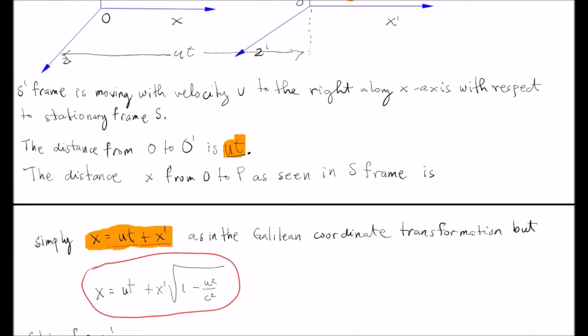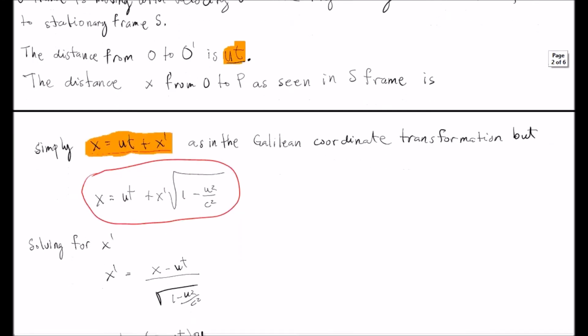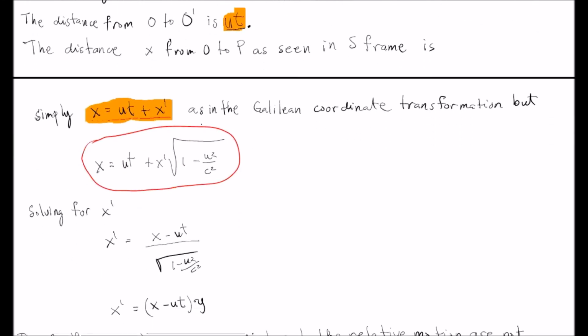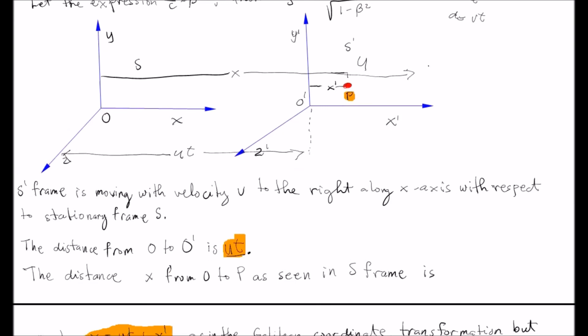Seen in the S frame, it will be x equals ut, which is the distance between the two origins of the two frames, plus x prime. What is this x prime? X prime is the distance of the event from the y prime axis. So as seen in Galilean coordinate transformation, we have x equals the speed of the moving frame times the time t observed in the rest frame, plus the distance of the event. The event here is point P, and its distance from the y prime axis.